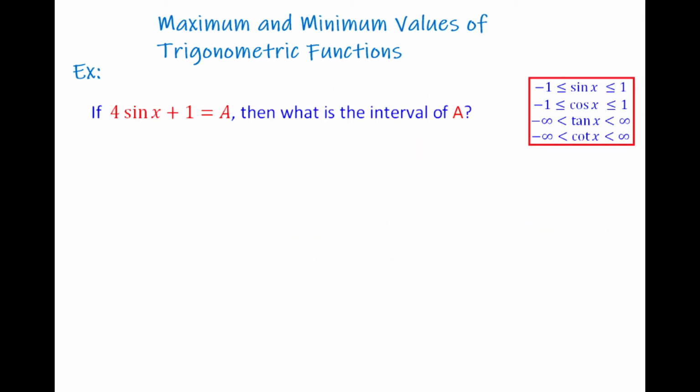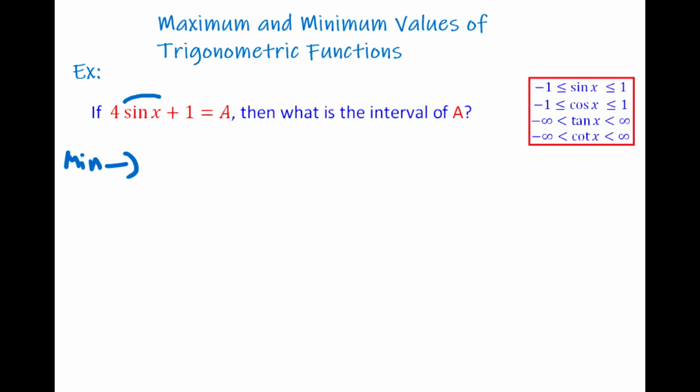In the next question, we have: if 4 times sine x plus 1 is equal to a, then what is the interval of a? So we will look at the maximum of sine x and the minimum of sine x, and then we're going to decide the maximum value of a and minimum value of a. Because the minimum value of sine x is -1, for a minimum, just let me write for a minimum, I'm going to put -1 for sine x, guys.